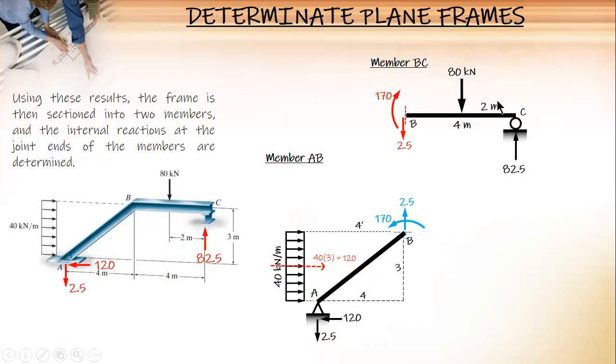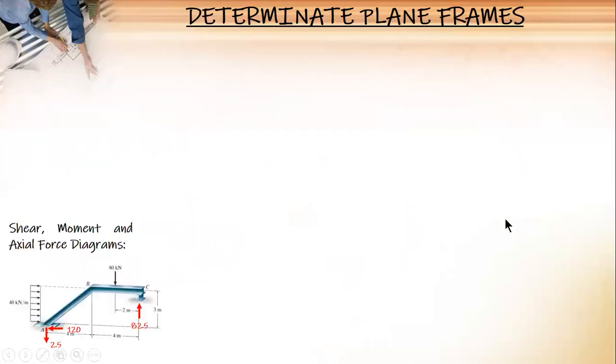Let's check if we are correct. Summation of forces in Y, 80 and 2.5 balance. Moment next: 80 times 2, 160. 2.5 times 4, 10. 160 plus 10, 170. Counter 170 and clockwise 170, so zero here. After this, the shear, moment and axial force diagrams.